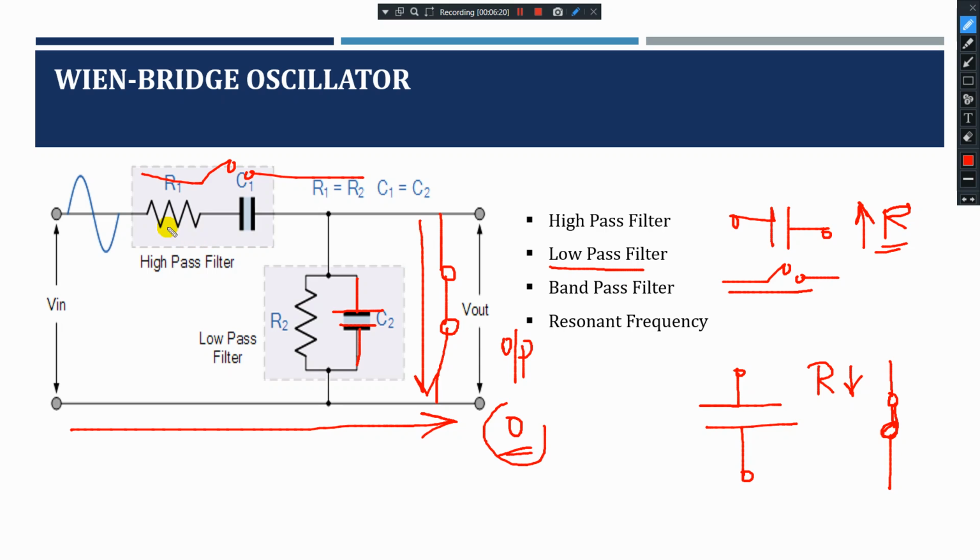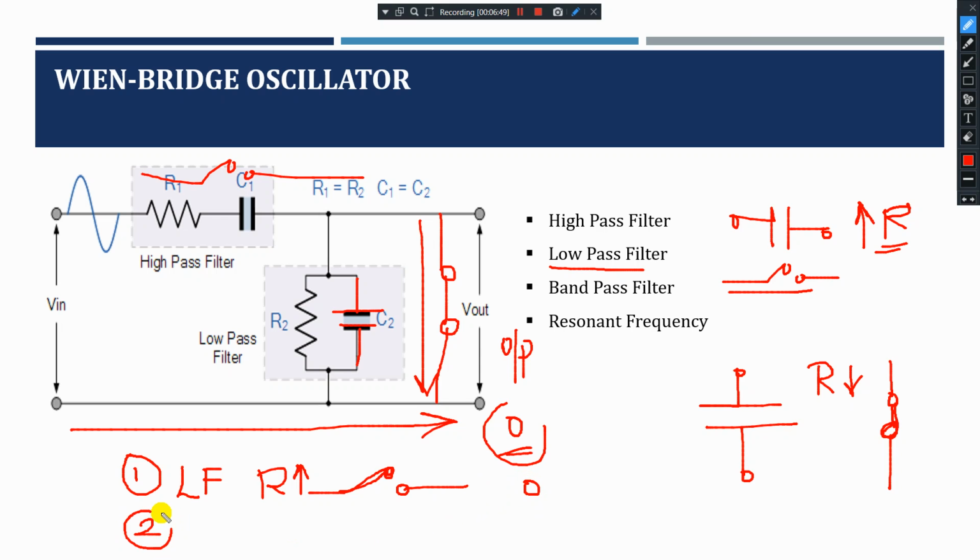Probably I am telling in a different way. Try to understand this. For low frequency, your reactance will be high, so your circuit becomes open. Simple. These two steps you remember. One step is for low frequency, the reactance will be high. The capacitor becomes open circuit. Then your output is 0.